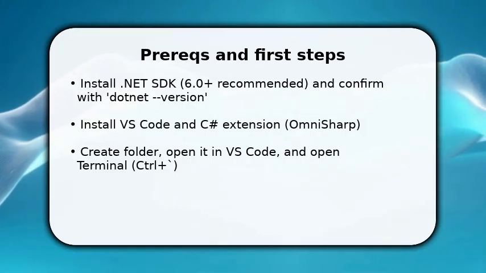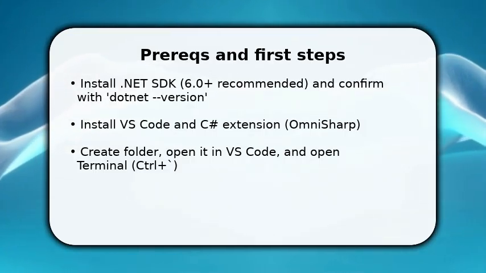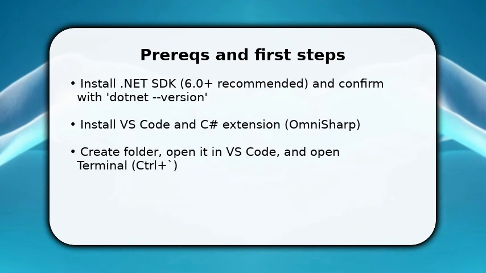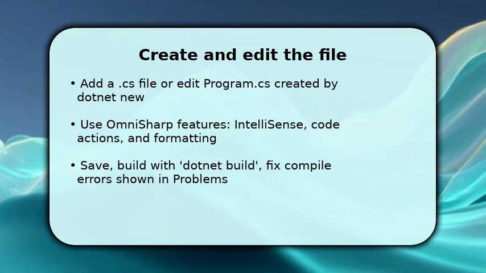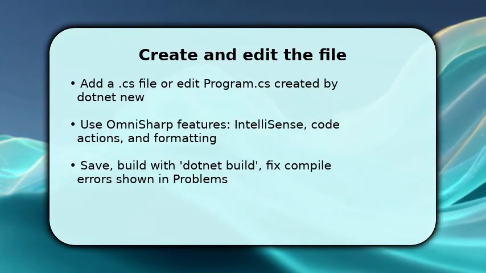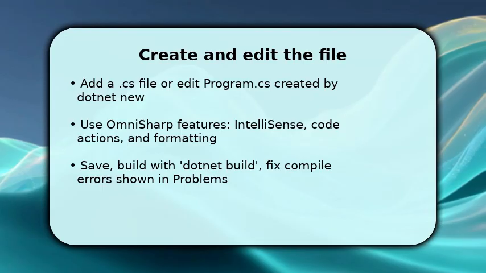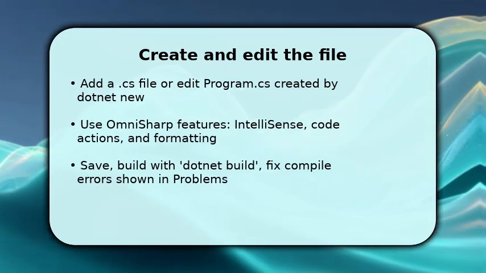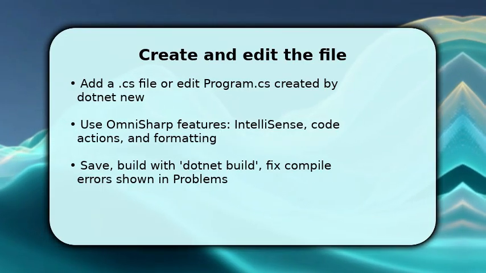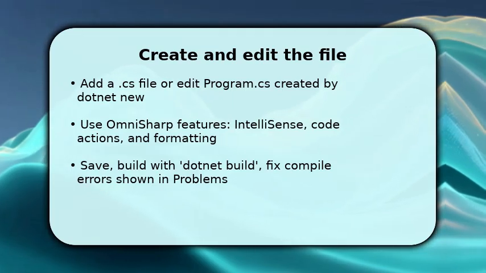Make sure the C# extension activates. It provides syntax, IntelliSense, and debugging support. Now you edit the C# file that exists or create a new .cs file in the project folder. You should rely on IntelliSense to complete types and methods. It speeds coding and reduces typos.